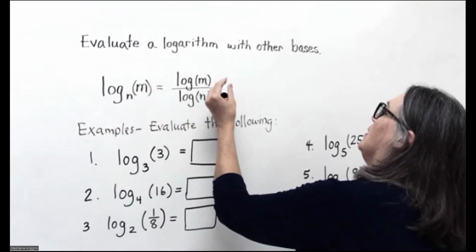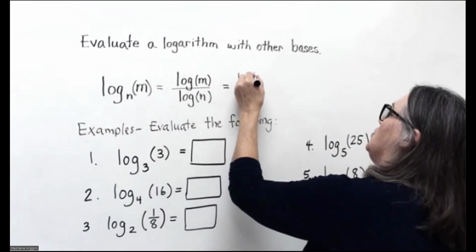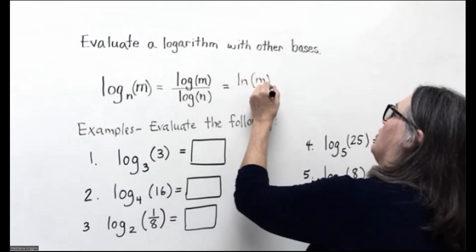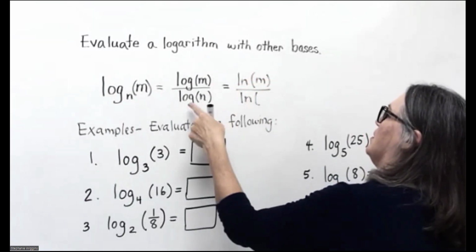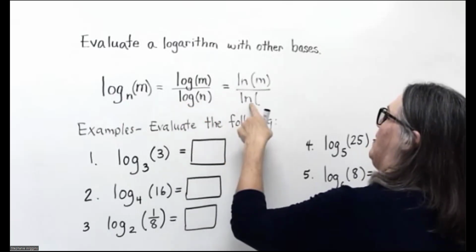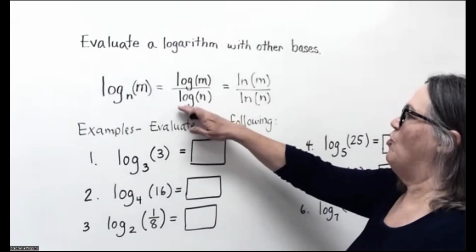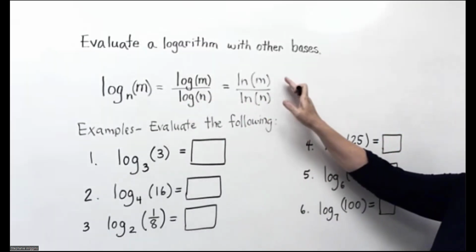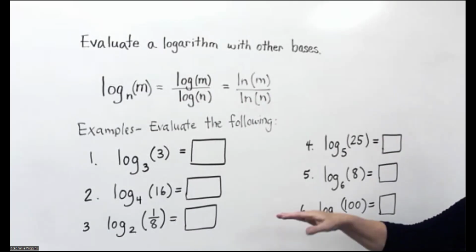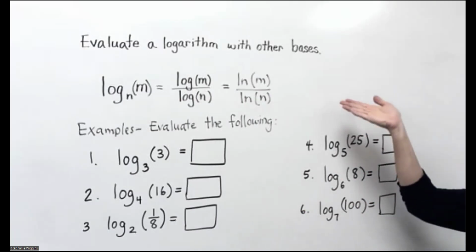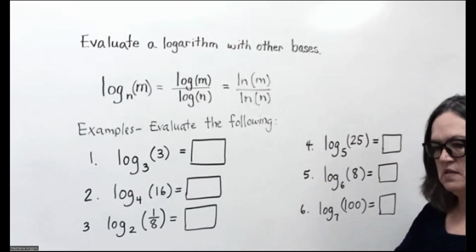It really doesn't matter what base you use, but your calculator only stores these two bases, the common log, which is base 10, and the natural log, which is base e. So the formula, you could just use your calculator to do that, but I would like to show you how to do it logically, and then we can do some with the calculator as well. I want to show you both ways.